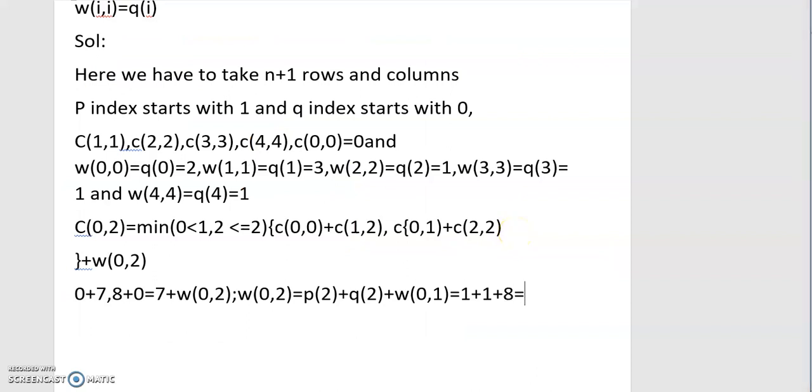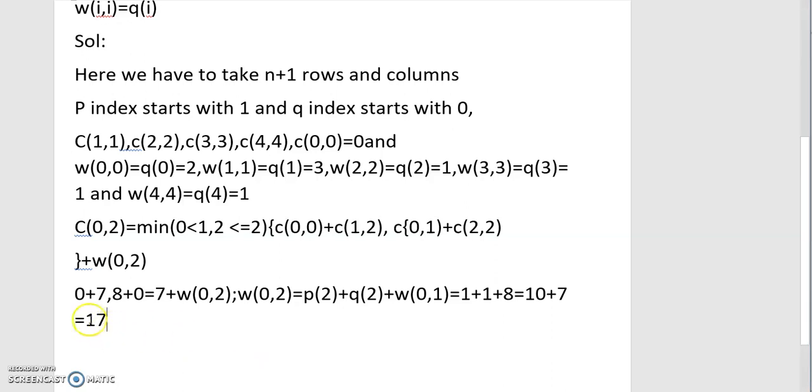So the value is 10. 10 plus, and here the minimum value we have got is 7, so 10 plus 7 equals 17. So 17 is the cost and the weight is 10. So C equal to 17, W equal to 10. And K values, two values will come here, that is R values also two values. K equal to R, right?